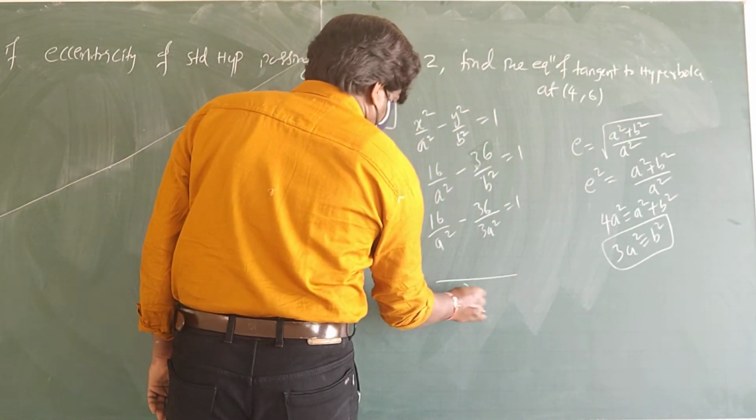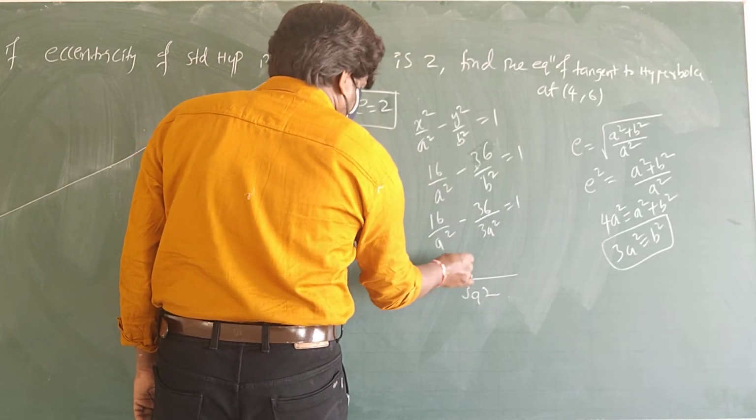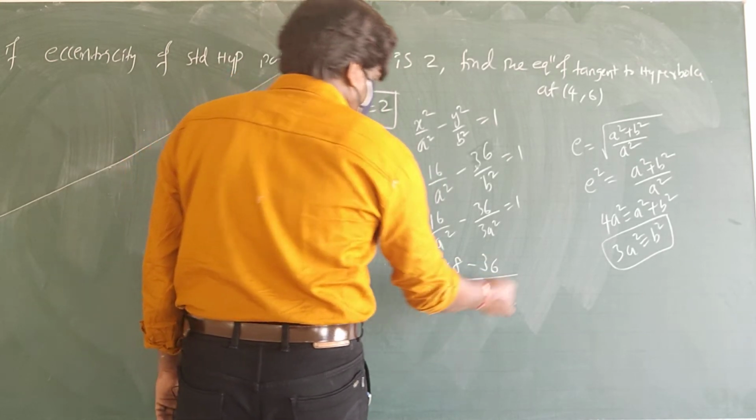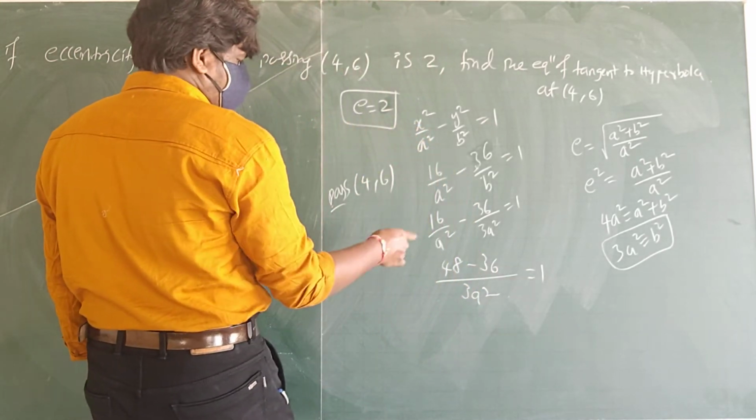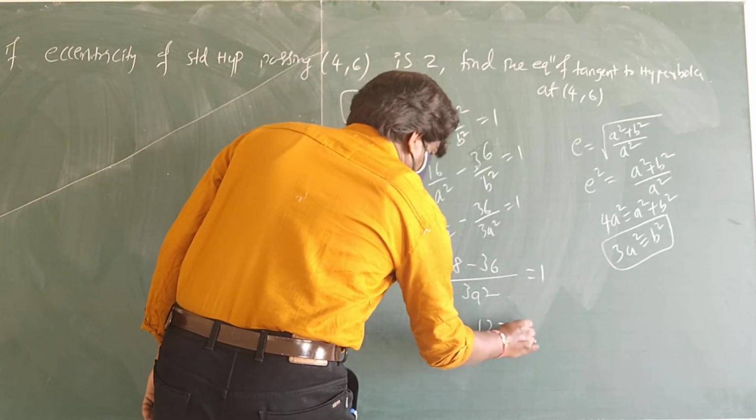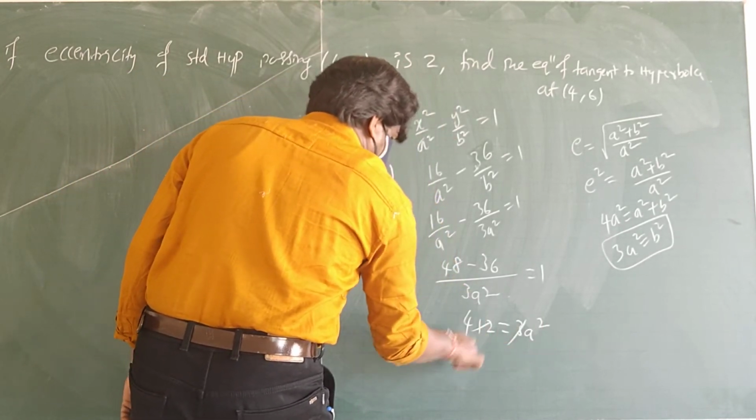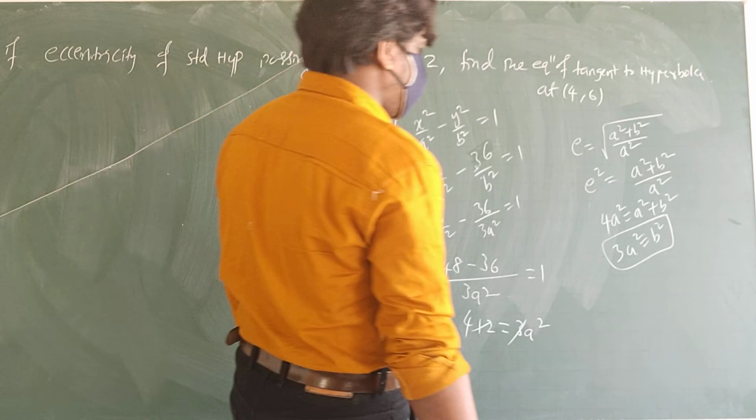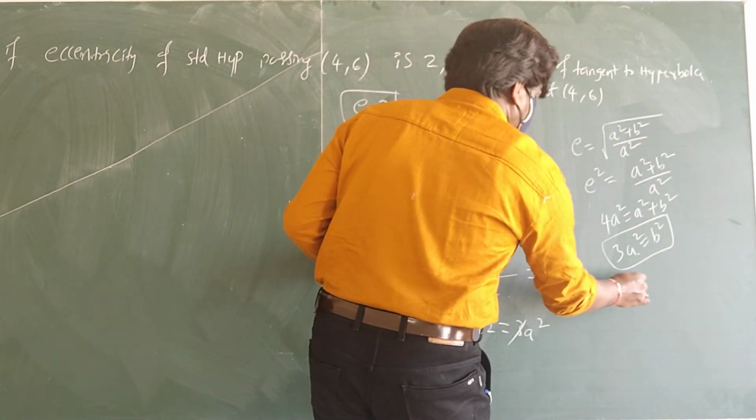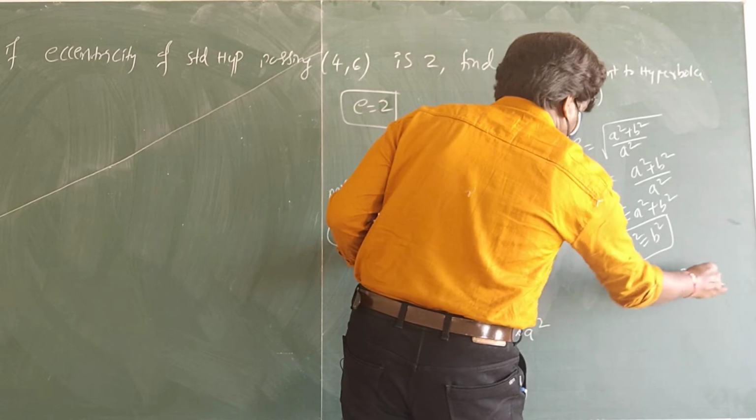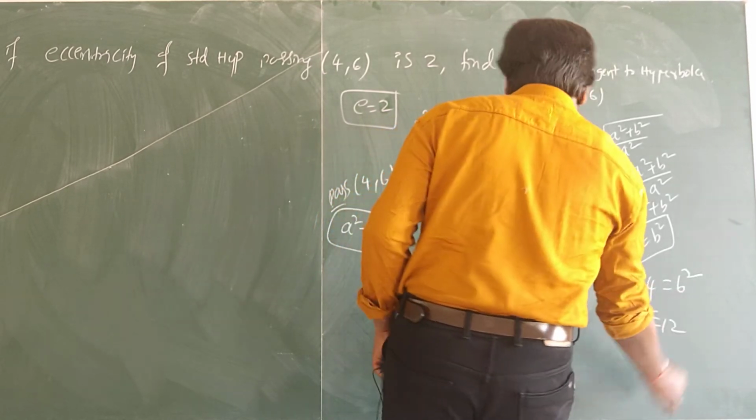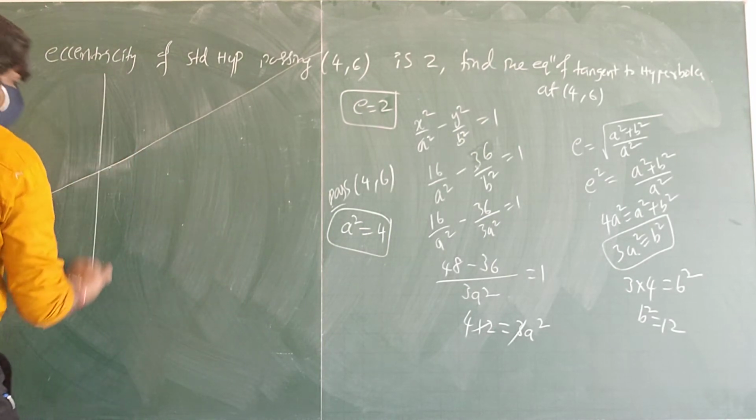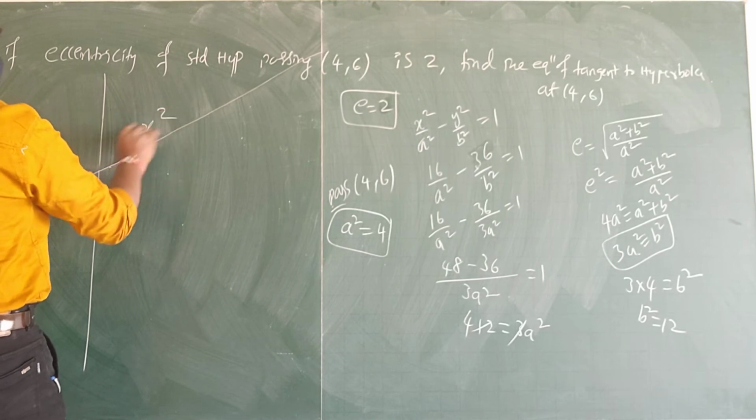So if you take the LCM, 3a square, 16 threes are 48, minus 36 is equal to 1. 48 minus 36 is 12. 12 is equal to 3a square. 3 ones are 3, 4 threes cancel. So a square you got 4. If a square is 4, then 3 into 4 is equal to b square. So b square will be 12. So you got the a square and b square values. Then what will be the hyperbola? Hyperbola will be x square by a square.